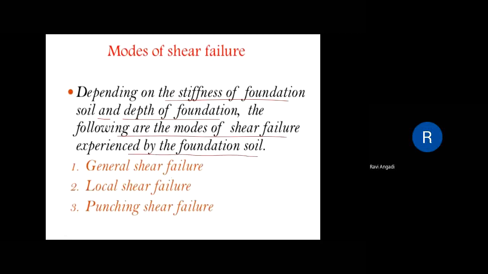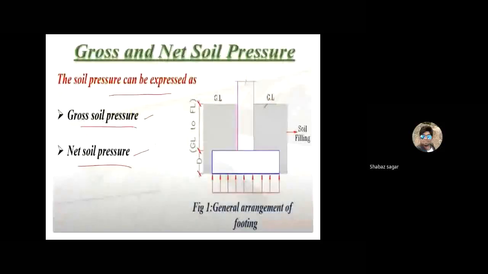What are the three modes of failure the foundation soil experiences? They are the general shear failure, local shear failure, and punching shear failure. These modes of failure are very important from the examination point of view. We'll discuss these modes of shear failure in the next class. This is just an introduction to the bearing capacity of the soil, and we have defined some of the terms. Please go through that. You can refer to any textbook for the bearing capacity of the soil.